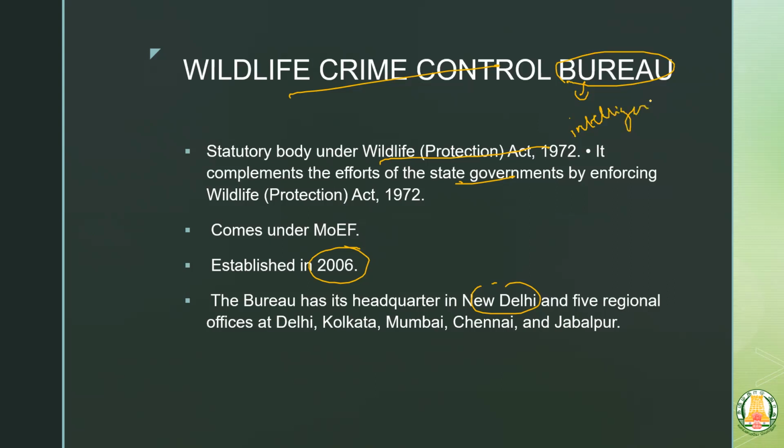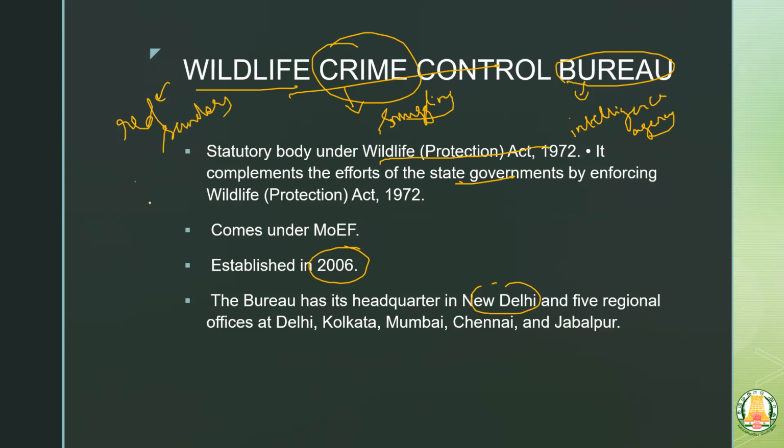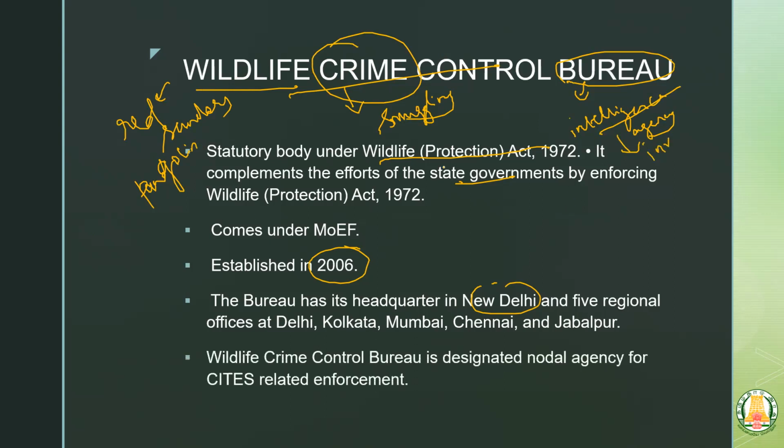They will find any crime, so any smuggling or illegal trading of wildlife, like we have seen red sanders. I have already told you about the illegal trade of pangolins. Like this, if there is smuggling or illegal trading of wildlife, this Wildlife Crime Control Bureau will provide the intelligence and they will be helping in the investigation and everything. So that is about the Wildlife Crime Control Bureau.